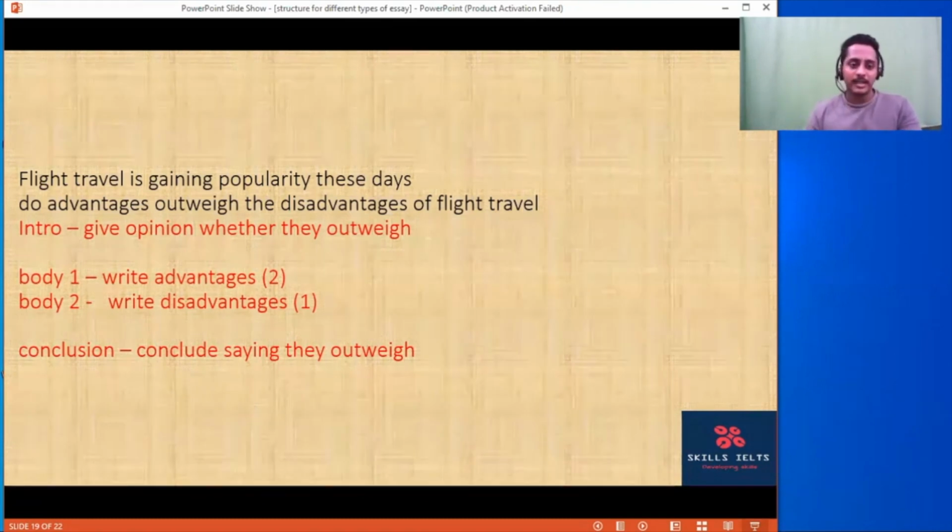So do you agree, disagree? Do advantages outweigh? They don't outweigh. Now it's up to you to choose whether disadvantages outweigh or they're equal. It's up to you. Okay, we will come back to that, Sandhya.